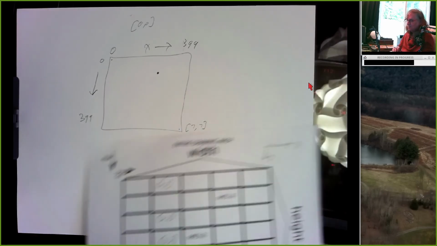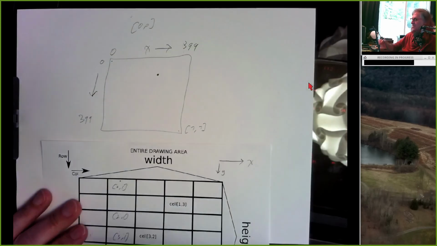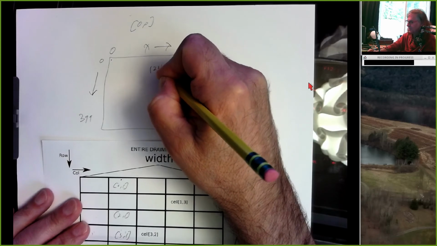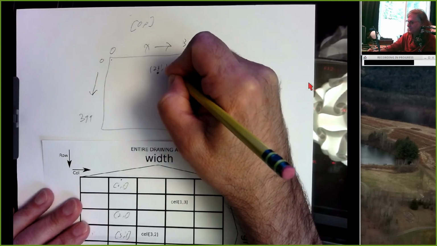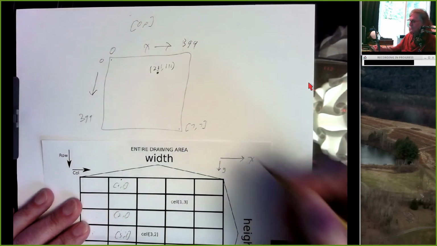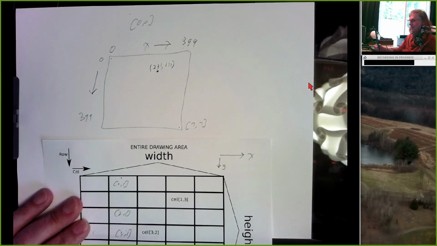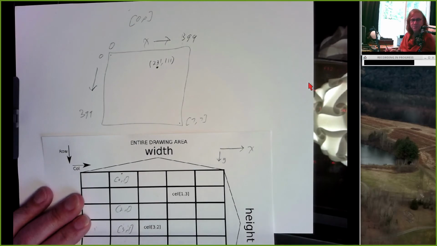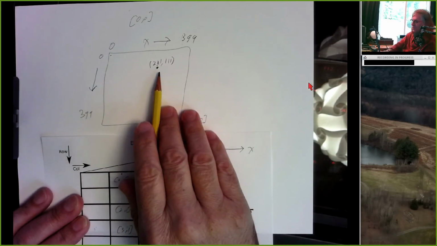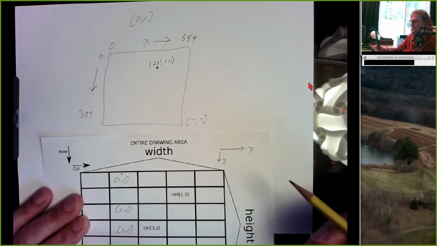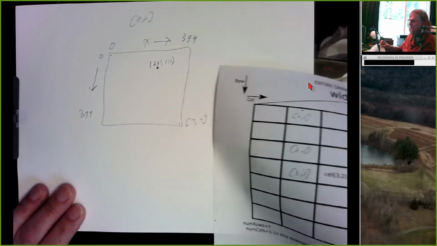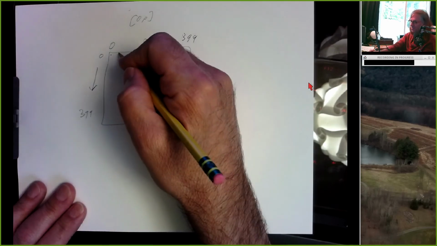All right. So let's imagine some coordinate here. Let's suppose that this is 231 and 111. All right. So our first question is, what box is this in? Which is really a question of what is the row and the column of this point? Where does it sit in this 8x8 grid? Well, each box is 50 by 50.